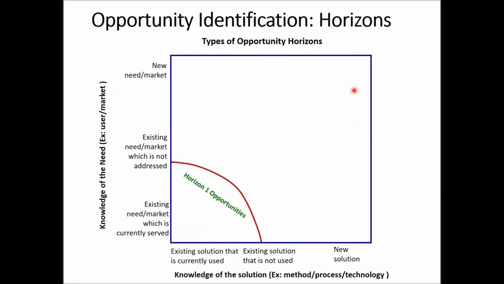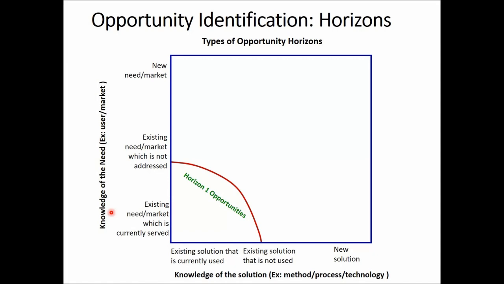Now, when we look at opportunities, there are several horizons of opportunities. Now, if you look at this graph, the horizontal axis is the knowledge of the solution. That is, the familiarization with the method, process, the technology, etc. about providing the solution. The vertical axis is the knowledge of the need. That is, user need, market need, customer need. So, what customers need, etc.